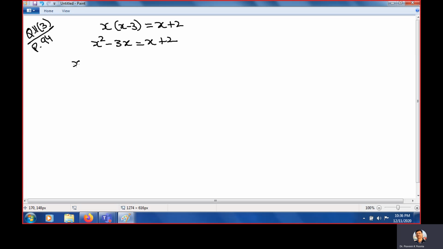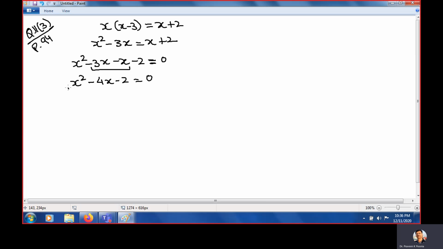Shift everything towards left. 3x, x will be minus x, plus 2 will be minus 2, equal 0. We need to bring equal 0. This is the first target. Now, please join the same terms, minus 3 minus 1. It is minus 4x minus 2 is equal to 0.